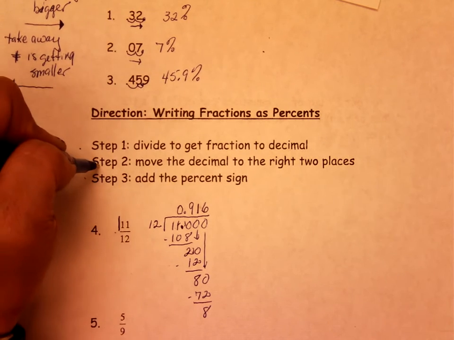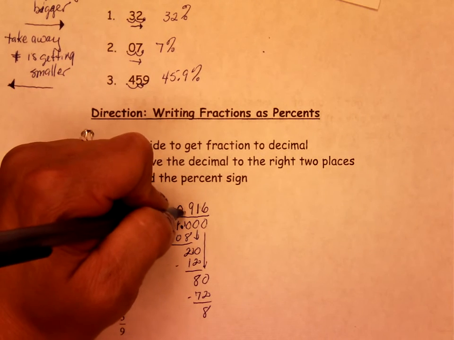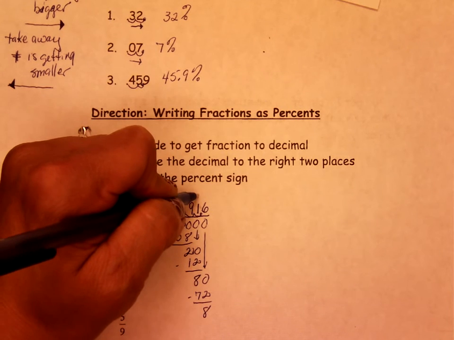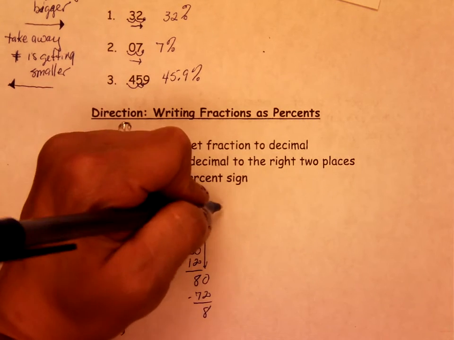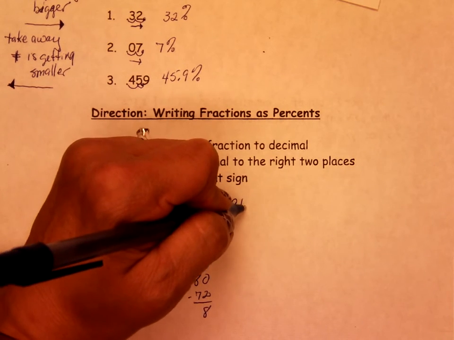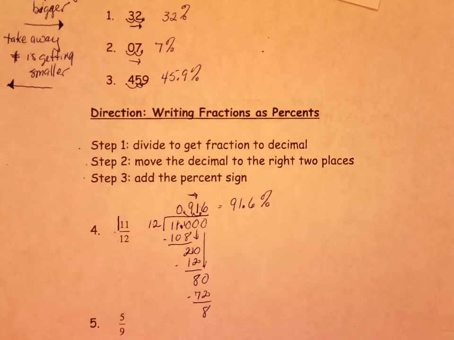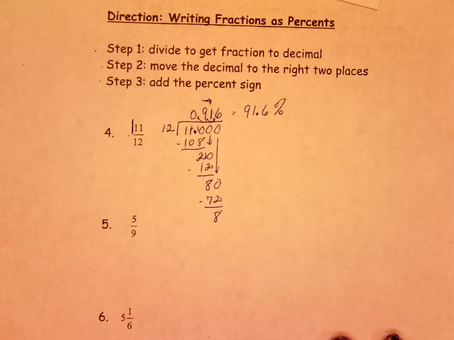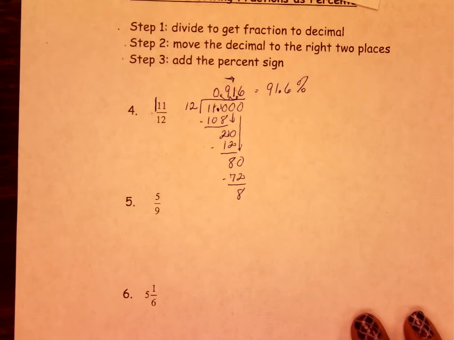So the step 2 says move the decimal to the right 2 places. 1, 2. Make sure you show me which way you're going. And so my answer is 91.6%. Go ahead and try number 5 on your own. And when you're ready, you can go ahead and push play.